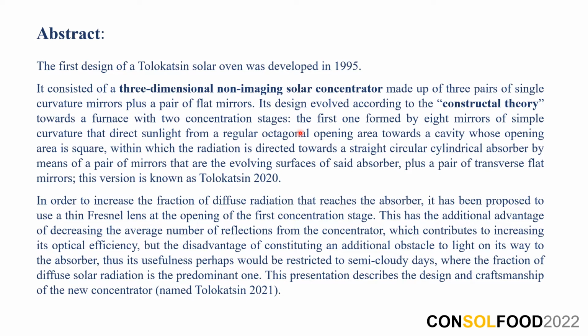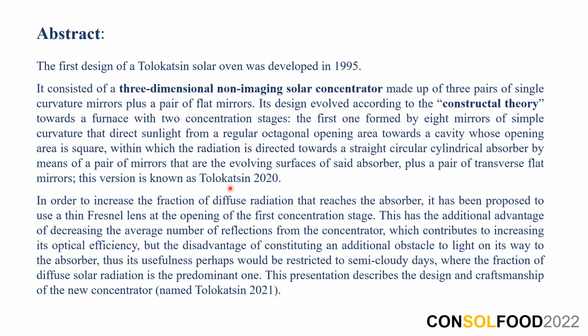The first one is formed by 8 mirrors of simple curvature that direct sunlight from a regular octagonal opening area towards a cavity whose opening area is square, within which this radiation is directed towards a straight circular cylindrical absorber by means of a pair of mirrors that are the evolving surfaces of said absorber, plus a pair of transverse flat mirrors. This version is known as Tolokatsin 2020.